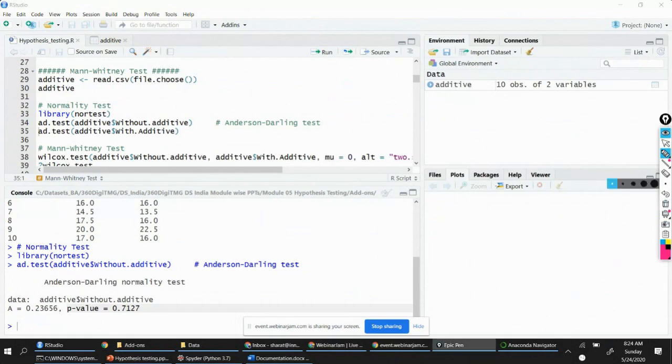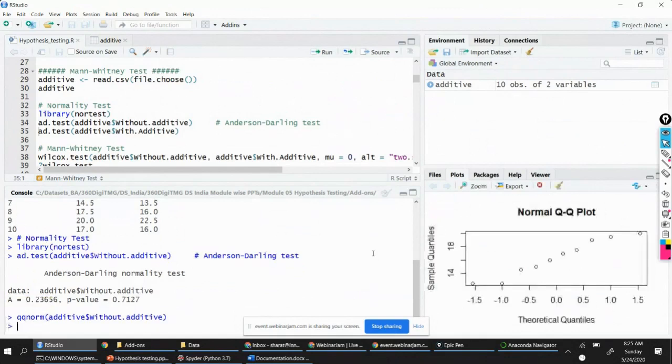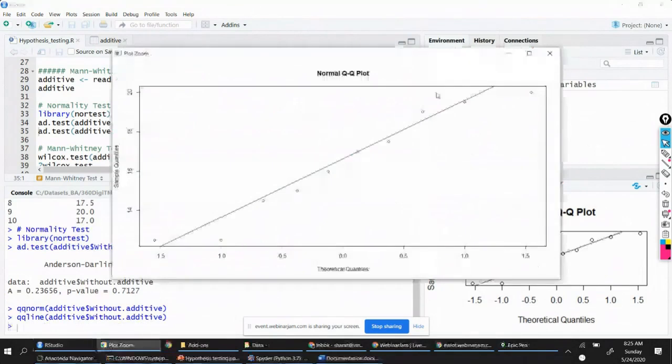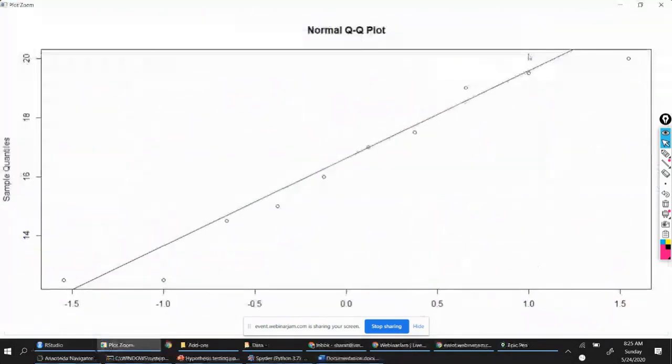Let us check this using QQ norm. So QQ norm of additive dollar without additive, right? So this is the first column. And if I say QQ line here, we can see that the data basically is falling on the straight line. Majority of the data is falling on the straight line. So this is normally distributed.